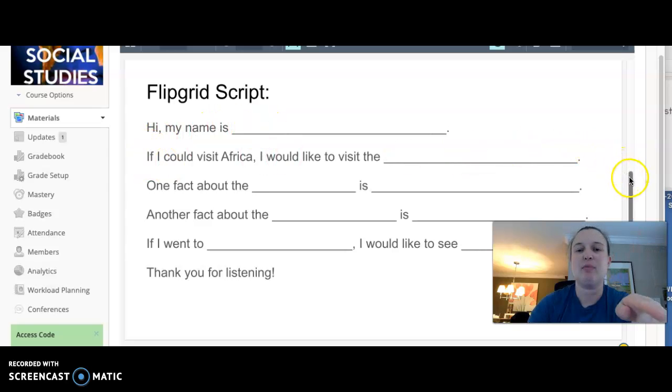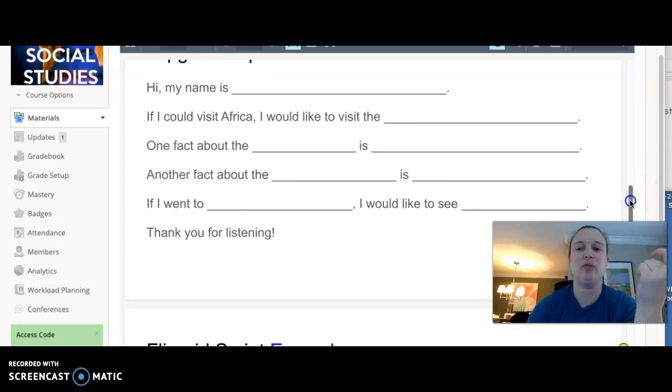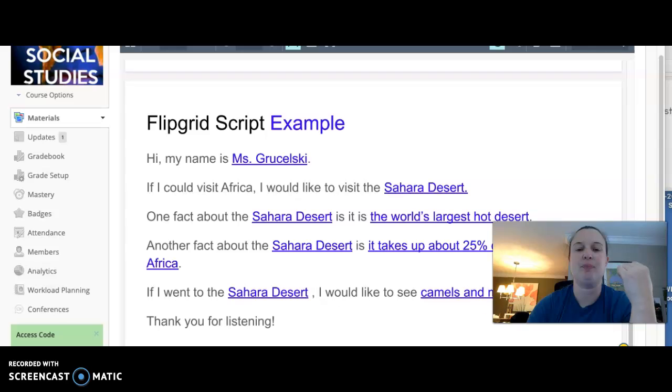Actually, I have an example down here, but the script says, if I could visit Africa, I would like to visit the blank. One fact about the blank is blank. Another fact about the place is blah, blah, blah. If I went to the place, I would like to see blah, blah, blah. Thank you for listening. Here's my example.